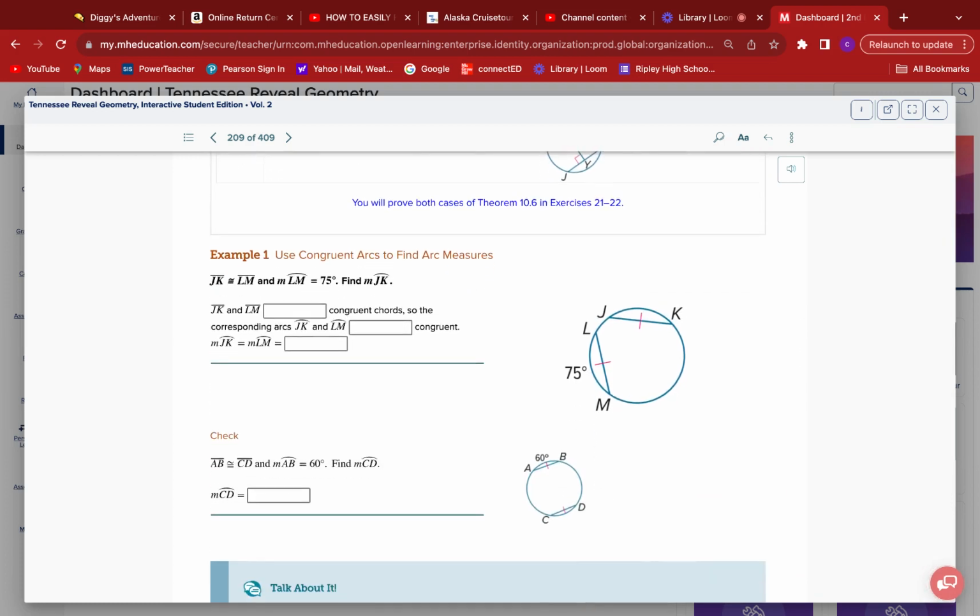Example number 1. It says chord JK is congruent to chord LM, and they are marked equal, as you can see. The measure of arc LM is 75. Find the measure of arc JK. Well, it's going to be 75 because they're equal to each other. JK and LM are congruent chords, so the corresponding arcs JK and LM are congruent, and that means they are 75 degrees.